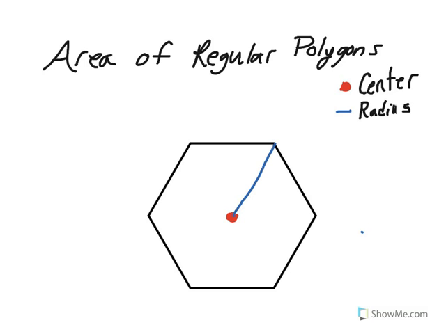The second line segment is called the radius. The radius goes from the center to a vertex. It has to be from the center to a vertex. In this regular polygon, there are 1, 2, 3, 4, 5, 6 radii.